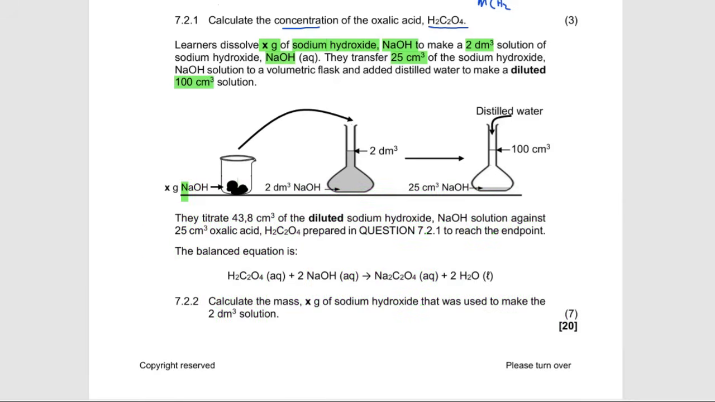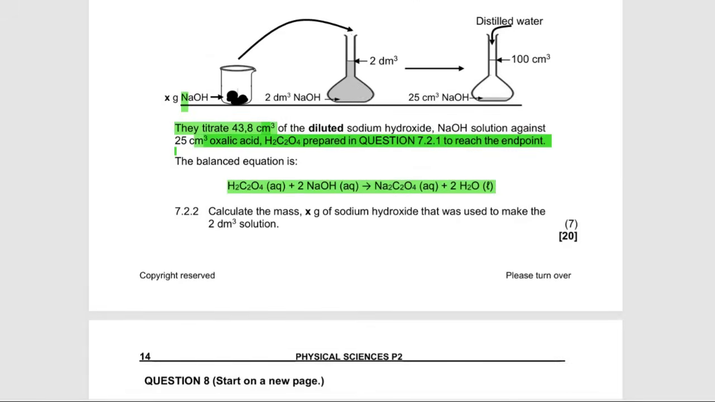So then after that, now they say they titrate 43.8 cubic centimeters of this diluted sodium hydroxide solution against a 25 cubic centimeter oxalic acid, which is that one prepared in question 7.2.1, to reach the end point, right? So now we're given again the balanced equation for this one. Then after that, they're asking us to calculate the mass X in grams of sodium hydroxide that was used to make the 2 dm cubed solution, right? So in terms of this, now I'm going to say the number of moles there.